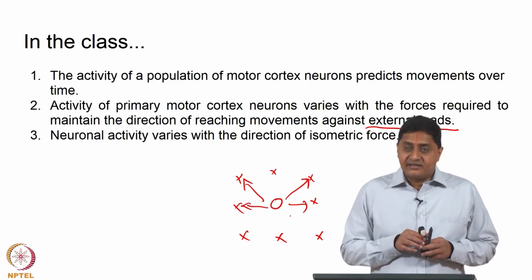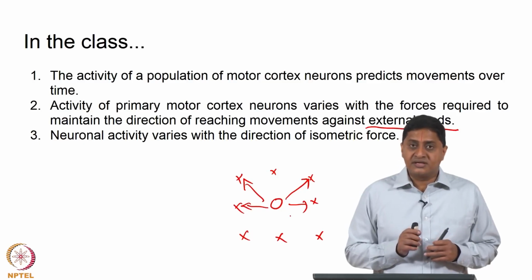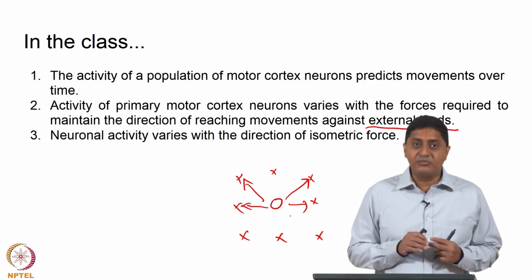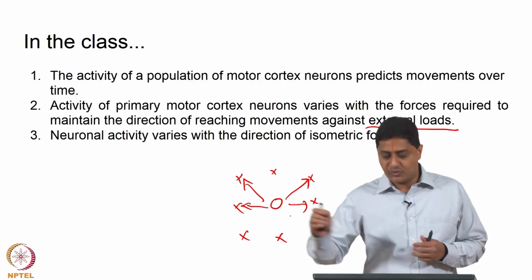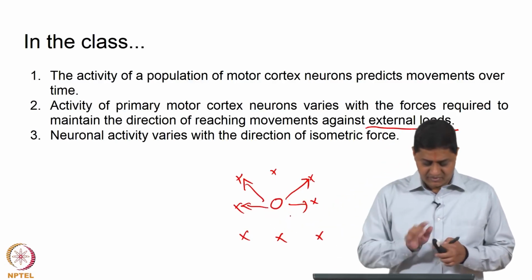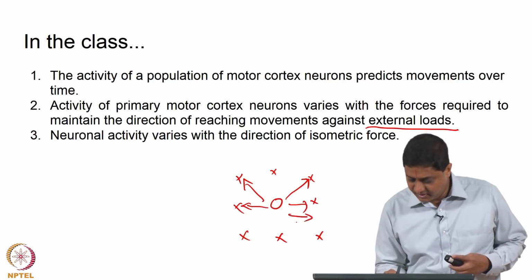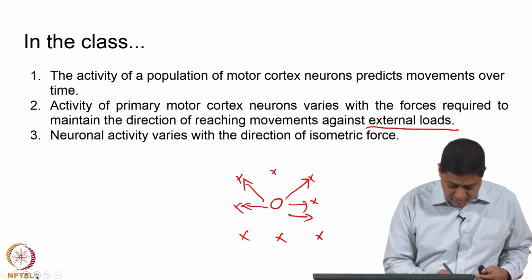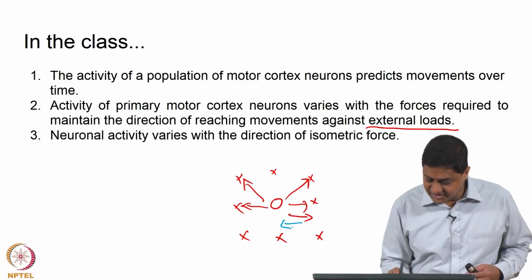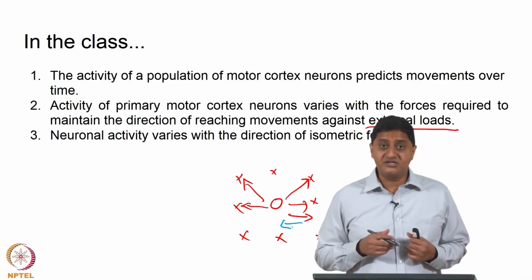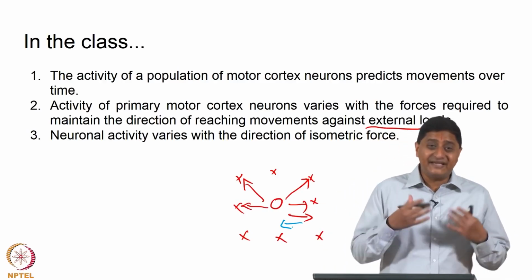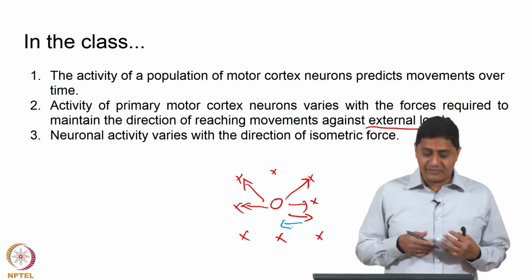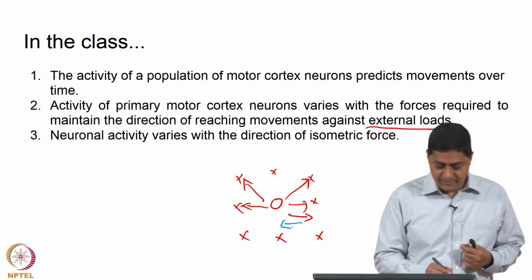If I add an external load that either partially or completely opposes the movement, suppose the monkey is trying to make the movement toward the right like that or like that, and the external load is acting in the opposite direction, what will happen? You would expect that for the movement to happen there will be a greater activity of these neurons. Is that happening? That is the second question.